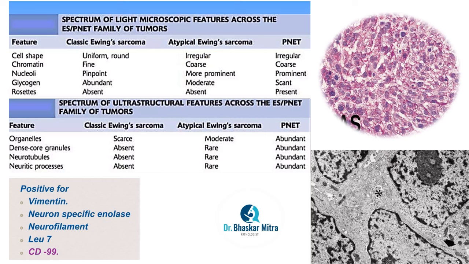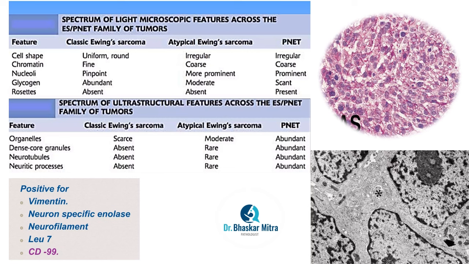And the PNET group has more of the neuroepithelial features, like neural tubules and neuritic processes; these are common. This is the photomicrograph showing PAS staining of this small round cell tumor, showing beautiful magenta positivity in the scanty cytoplasm.